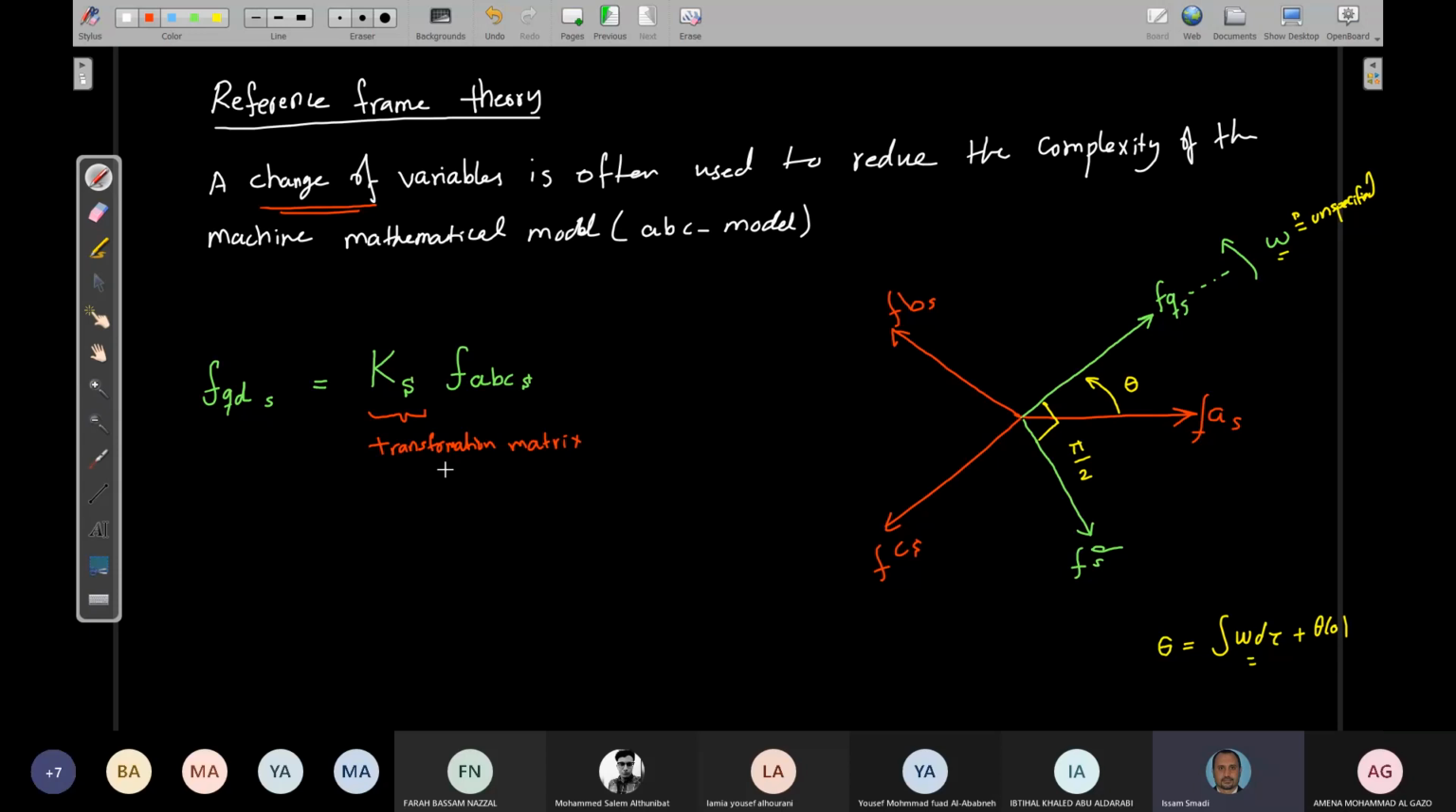And of course, I need the transformation to be one-to-one and invertible, which means that I need also to find, given FQDS, I can calculate the actual variable in the ABC reference frame, FABCS. So I need also to find KS inverse. Yeah. So F here is any function. It can be flux, it can be voltage, it can be current.